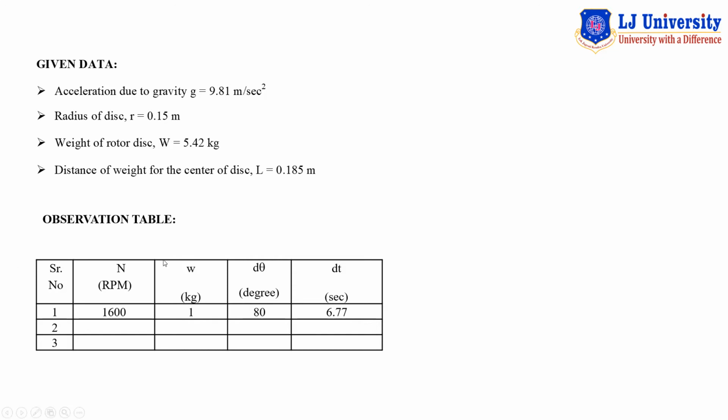We applied load 1 kg. We decide to move the angle up to 80 degree, and we measure the time required to move the gyroscope up to 80 degree, that is 6.77 second. Clear? So we take one observation. You can apply load 1.5 kg and take a second reading. After that, apply a third load of 2 kg and take one reading.